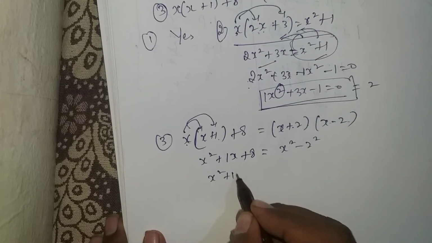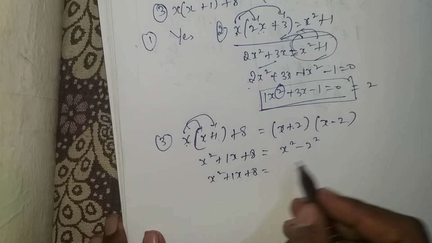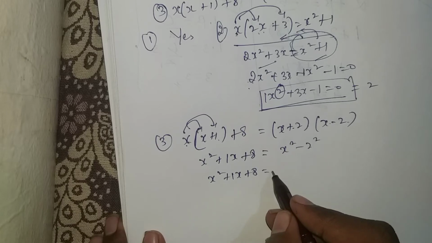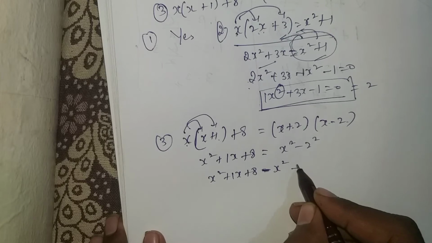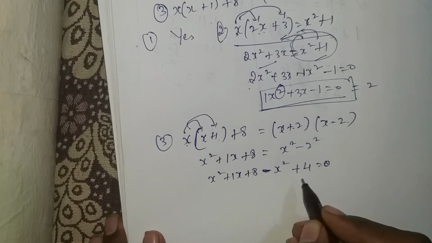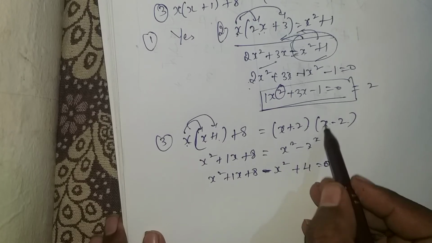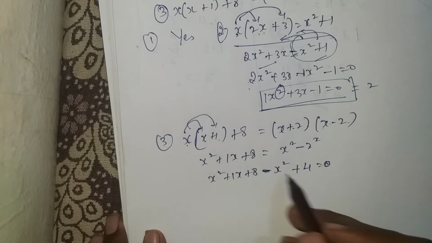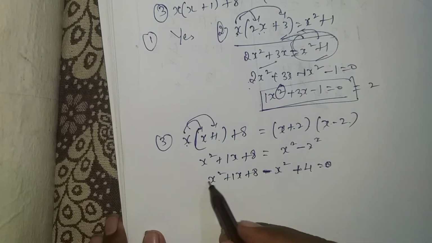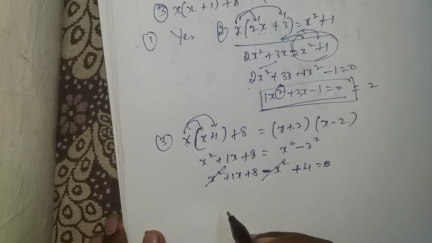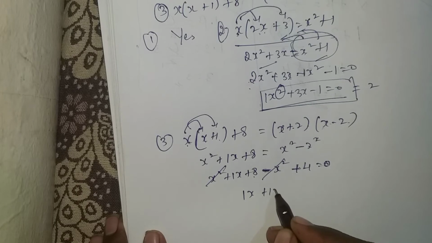So x square plus 1x plus 8 is equal to whatever answer you have in LHS. I'll send it to RHS. It will become minus x square plus 4 is equal to 0. I think you got this one right. x square is 4, so it is minus 4. So I'll send this side, so from LHS to RHS, I'll get plus 4. So see here, this x square will get cancelled. So remaining is what? 1x, 8 plus 4 is 12, is equal to 0.